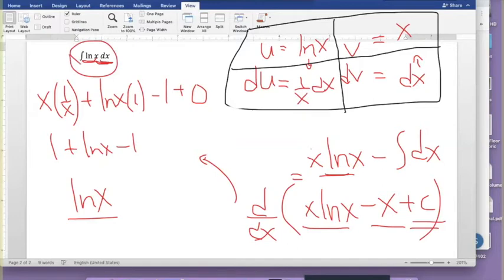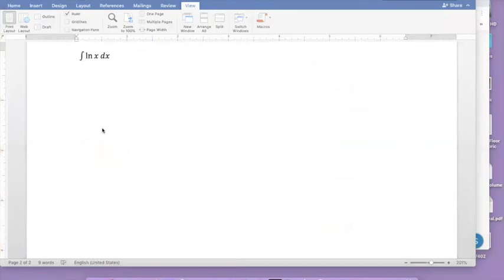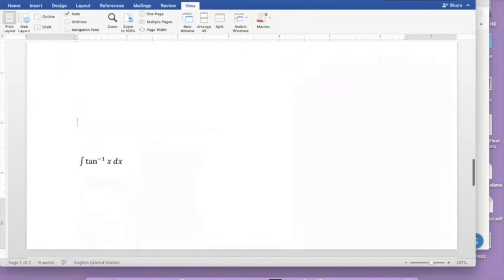And not bad on the clock. I could do one more of these. All right, tangent inverse of x. Yeah, we can do that one. This is a squirrely one. Where's the top of the page? Oh my God.